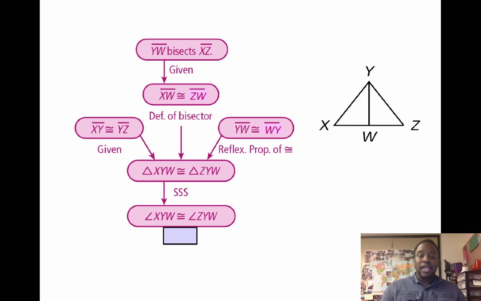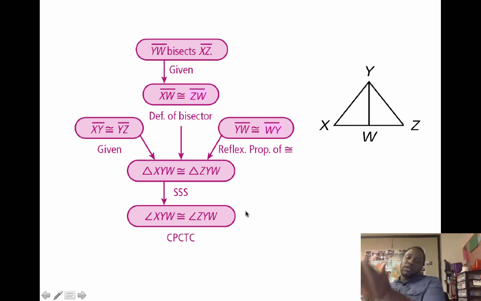Therefore, we can say that angle XYW is congruent to angle ZYW because of CPCTC. Since these triangles are congruent, their corresponding parts are also congruent. And angle XYW corresponds with ZYW. So once we've proved that the triangles were congruent, then we can say that their parts are also congruent.